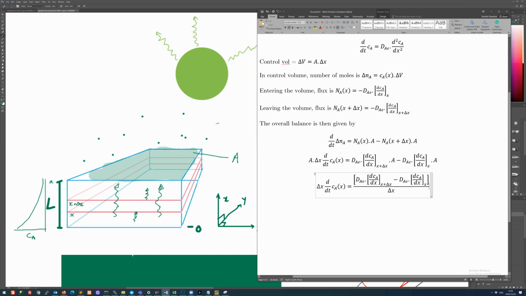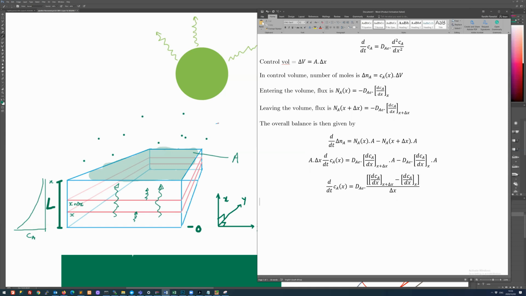Okay, so delta x is divided out. Then, of course, we could extract this diffusivity as a constant here. So let's also take this out as a common factor. And now, if you look at this equation, the next thing we would want to do is take the limit for delta x going to 0.